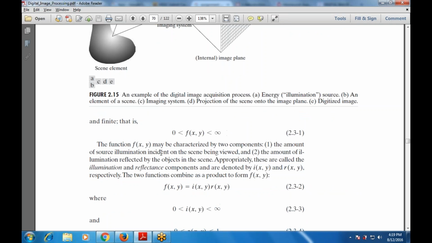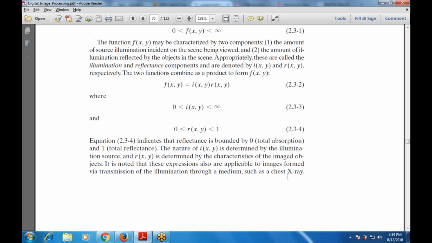As a consequence, f(x,y) must be non-zero and finite, that is, 0 < f(x,y) < infinity. The function f may be characterized by two components. One is the amount of source illumination incident on the scene being viewed. The next is the amount of illumination reflected by the objects in the scene. These are known as the illumination and the reflectance, denoted by i(x,y) and r(x,y). I means illumination and r means reflectance.